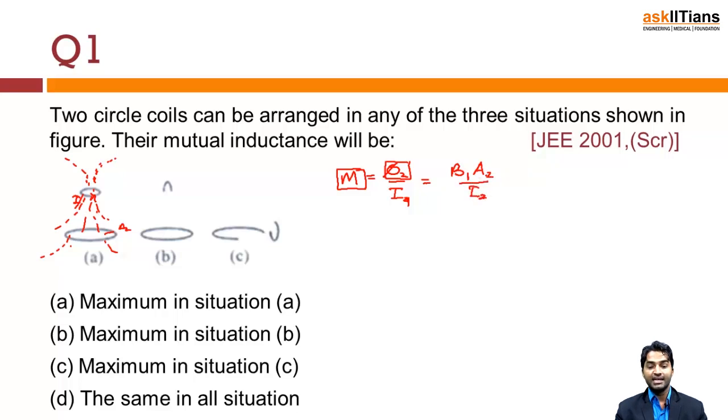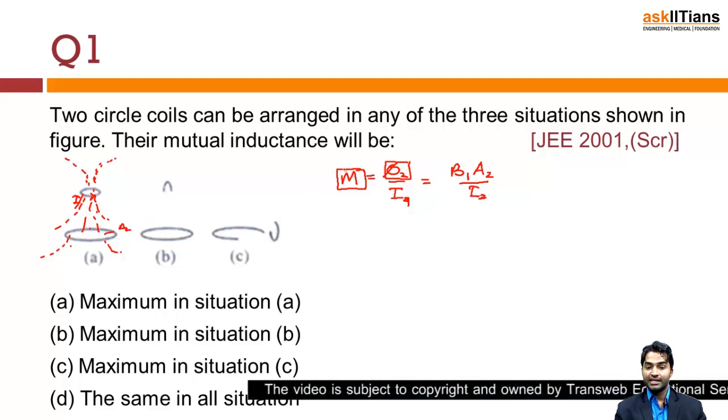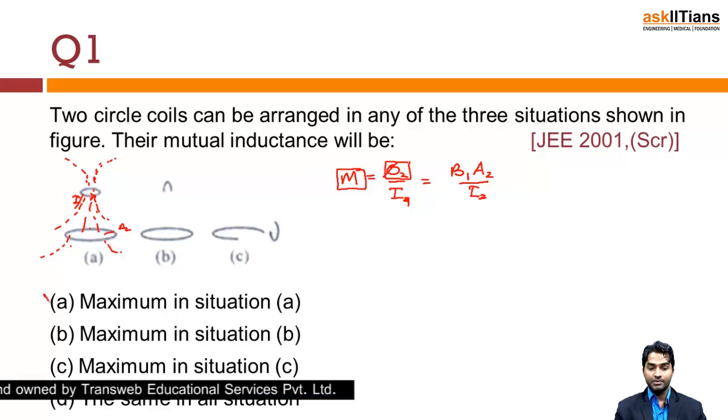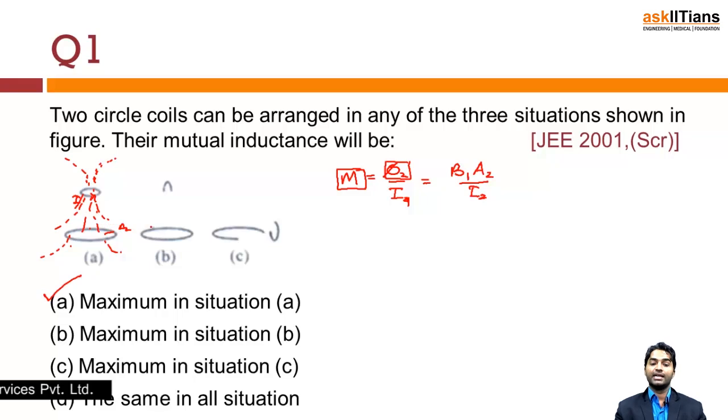So we can say the area is the same everywhere in A, B, C, but we are changing the orientation of the primary coil. It is clear here that the magnetic lines of force would be maximally linked in A as compared to B and C. So mutual inductance will be maximum in case A. So we can say option A is the right answer.